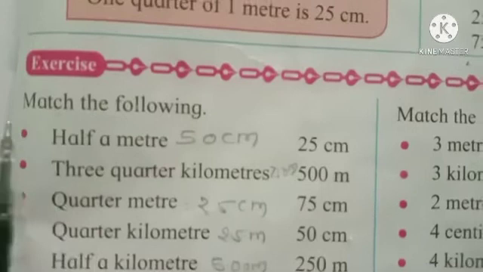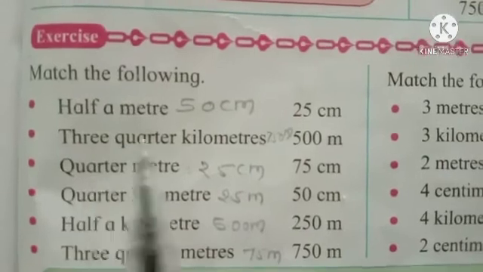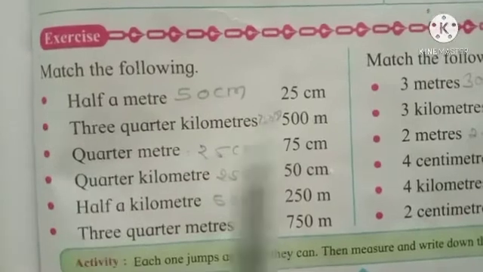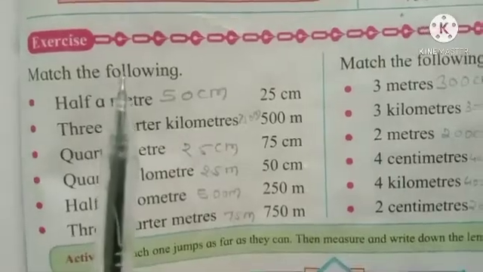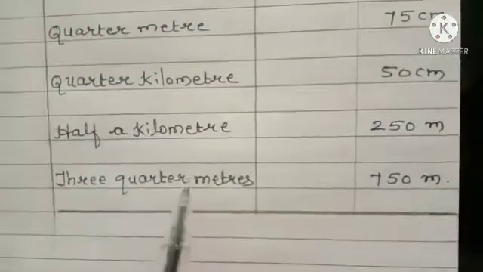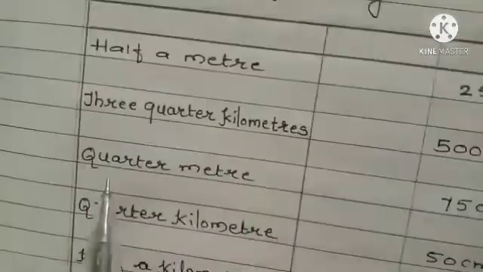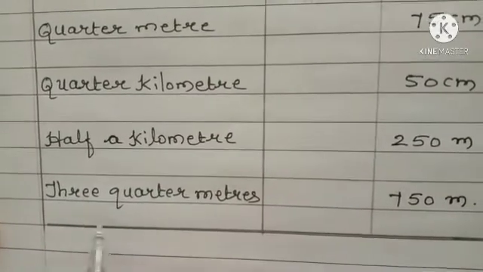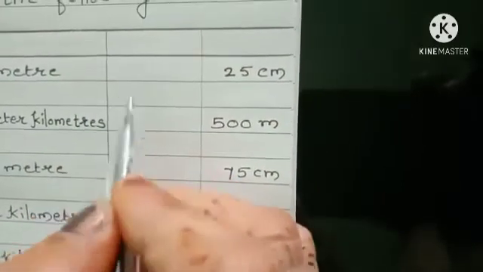Now students, we are going to see the exercise, match the following, on page number 63. So we'll see that here are given two columns and these two columns we have to write down separately and in the middle we will write the answers. So in the notebook we have to do it. See, first one given is half a meter, then 3/4 kilometers, quarter meter, quarter kilometers, half a kilometer and 3/4 meters. And in the last column they are given answers. We have to write down the right answer in the middle.